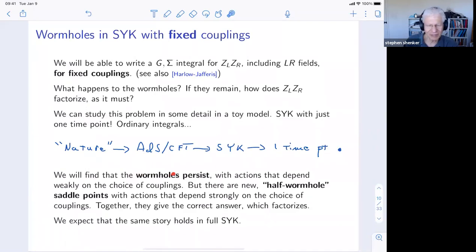What we'll find, and I'll give you the bottom line in case I don't get there, I'm already a half an hour in, is that wormholes persist with actions that depend only weakly on the choice of fixed couplings. But there are new half wormhole saddle points with actions that depend strongly on the choice of couplings. And together, this set of saddle points gives the correct answer, which factorizes. So these provide the noise, the dependence on ensemble. We expect, although we have not proven, that the same story holds in full SYK. We can give a plausibility argument, but certainly not at the level of detail we can analyze it in this toy squared model.